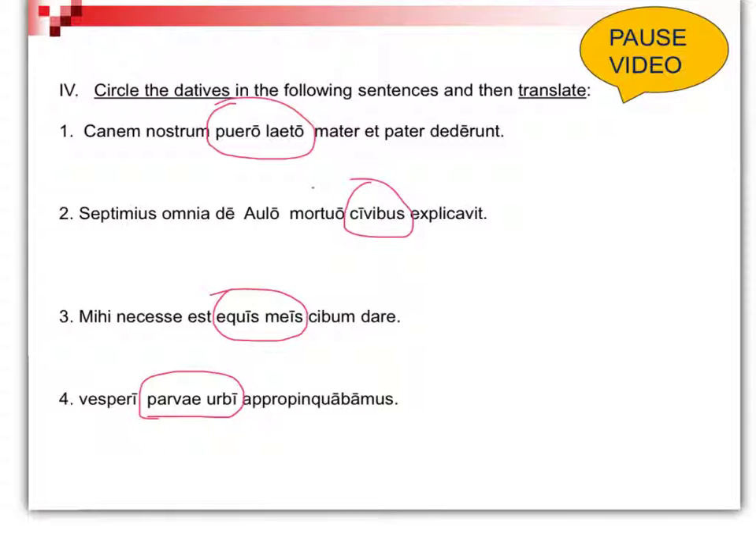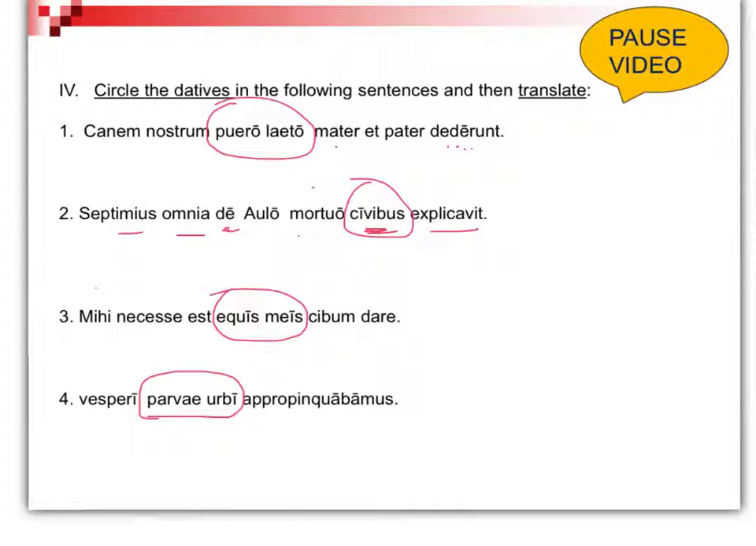Okay, so I circled the datives. Number 1, mother and father gave, that's the perfect of do, dare, gave our dog to the happy boy. Number 2, Septimius explained everything about the dead Alice to the citizens. So the first 2 are indirect objects.